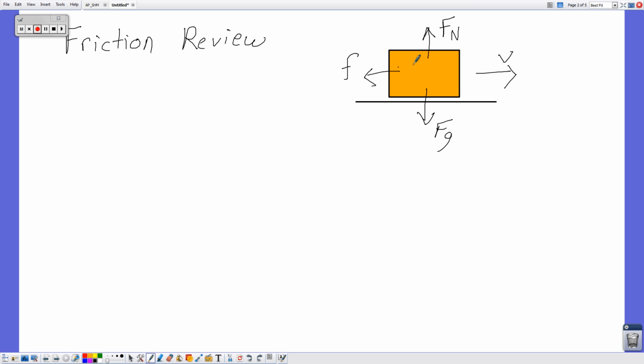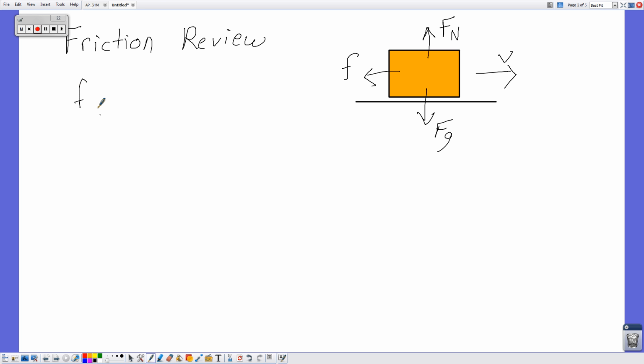All right, so if you remember, if this is your car, you have gravity force down, you have a normal force up, you have a friction force going opposite the direction of motion. Again, notice this arrow is not touching the box because it is not a force. Only force arrows touch the box. Other arrows do not. All right, so here we go.